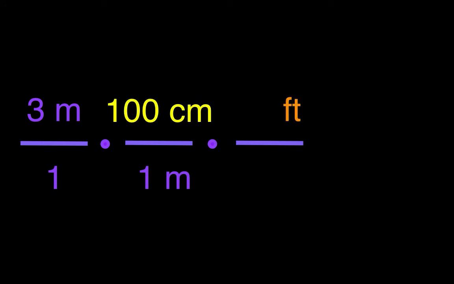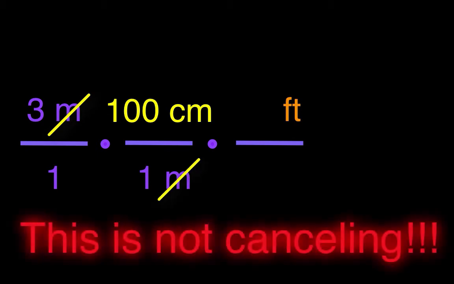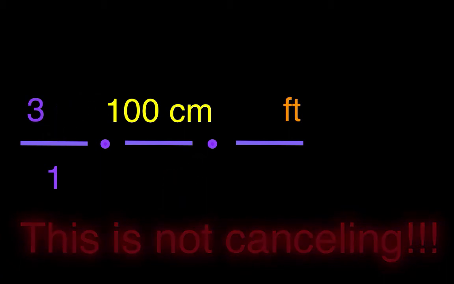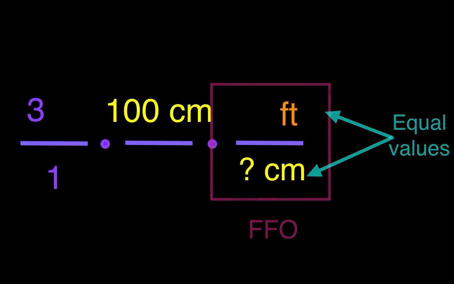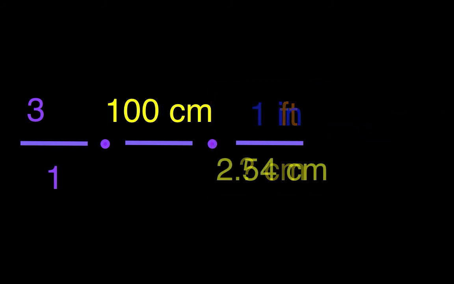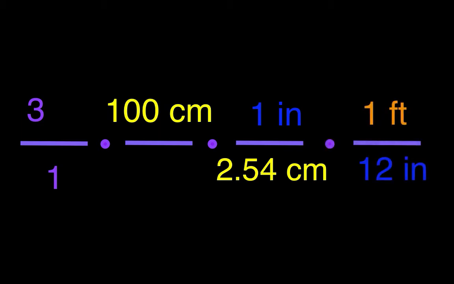So now my units of meters will divide to 1. I will show they divide to 1 by crossing them out. Note, canceling out is when two numbers add up to 0 or subtract to 0. This is not canceling out. The units divide away to 1. Again, I need a fancy form of 1, but I don't know how many centimeters are in a foot. I do know how many centimeters are in an inch, and then how many inches are in a foot.